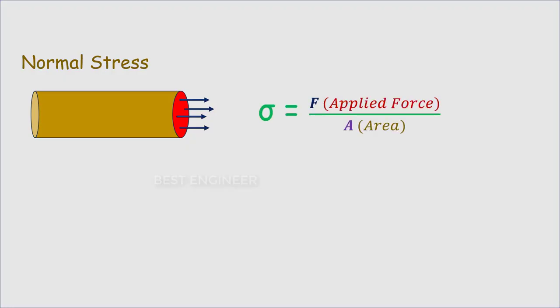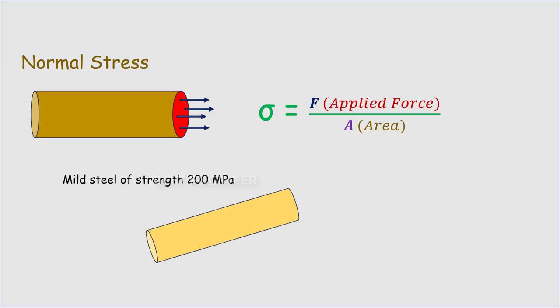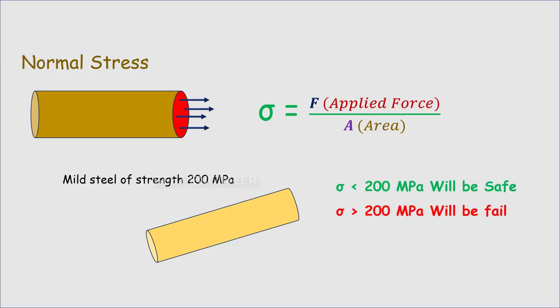The normal stress is the stress that develops normal to the cross-section area of the applied force. Sigma is equal to the force per unit area. For example, say a material, mild steel, has a strength of 200 megapascal. When the stress exceeds 200 megapascal, the material will fail. That is, failure occurs when the induced stress rises above the material's strength.